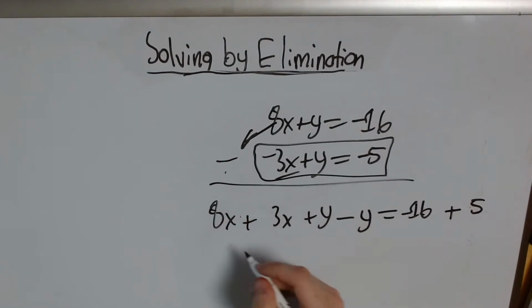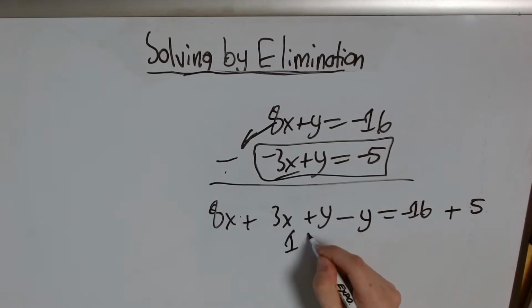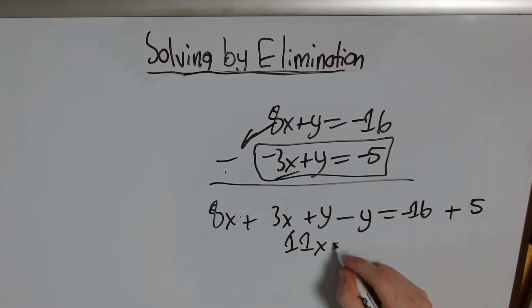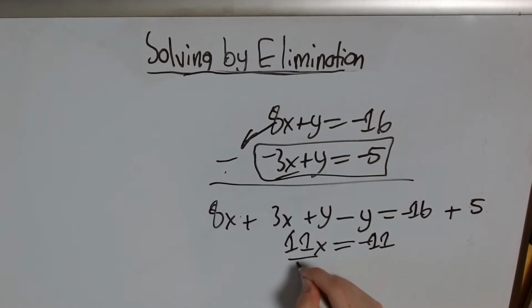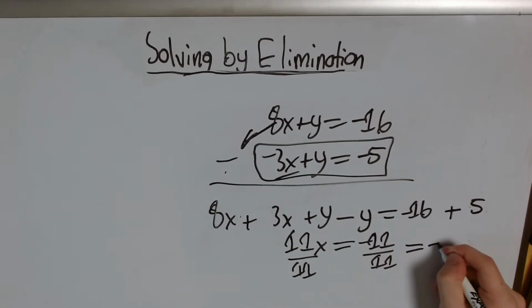Now we simplify. We combine like terms. This is 0. And this is negative 11. Divide by 11 here. And I get x equals negative 1. All right, so just like that, I have my x. I can plug it back in and easily find my y.